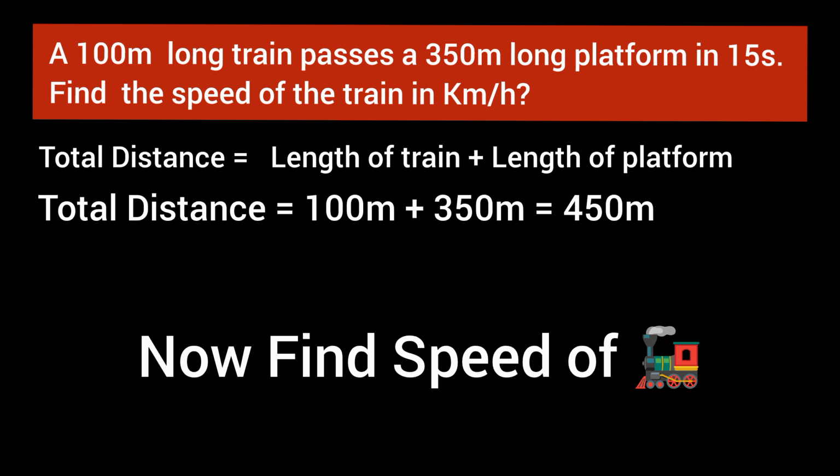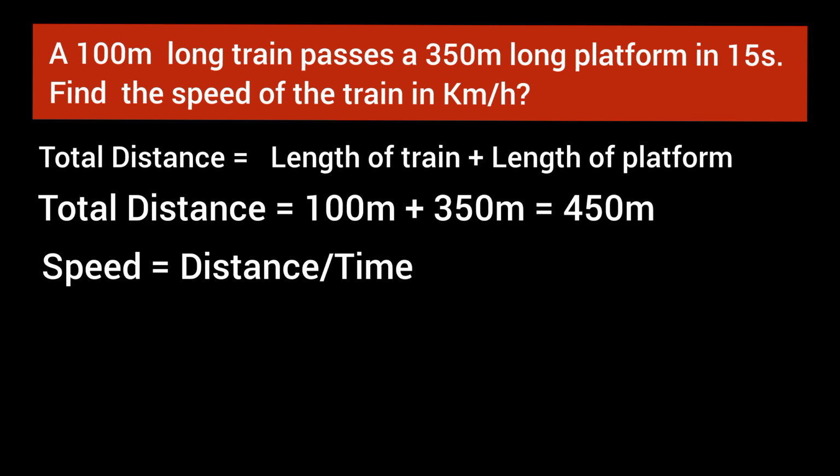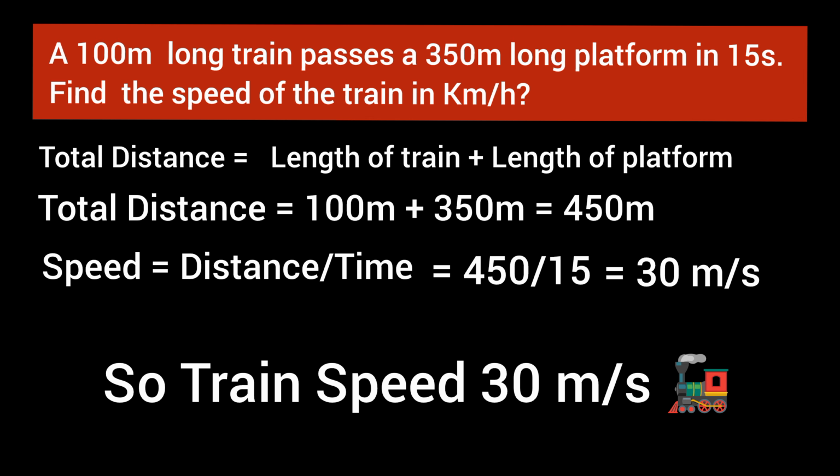Now, let's find the speed in meters per second. The formula for speed is very simple. Speed equals distance divided by time. So we take the total distance, which is 450 meters, and divide it by the time, which is 15 seconds. 450 divided by 15 equals 30. That means the train is moving at 30 meters per second.